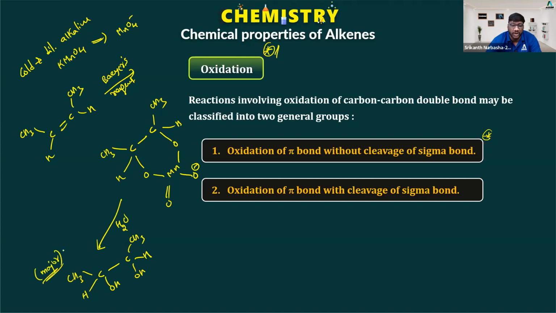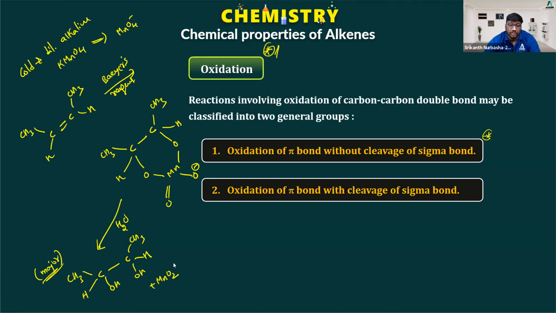So diols, or a glycol system, are formed, and MnO4 minus is ultimately converted into MnO2. MnO2 is brown in color. What is the color of KMnO4? You might have done titrations and all.